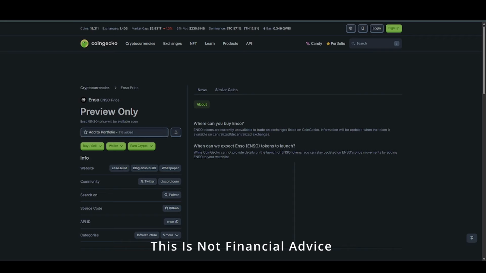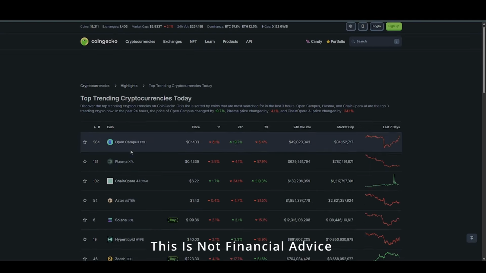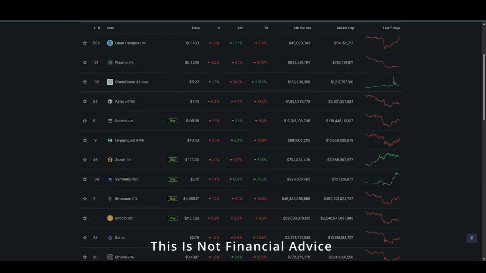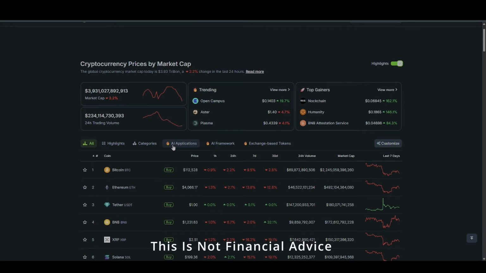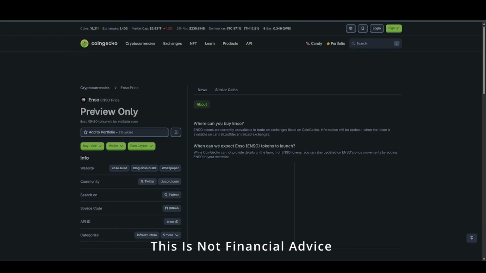But again, as of now, if we just look at the overall market, it's not doing that well. If you look here, everything seems to be going down. So as of now, I'm expecting that newly launched tokens such as Enso may actually end up tanking a lot. So we'll have to wait and see when it does come out.